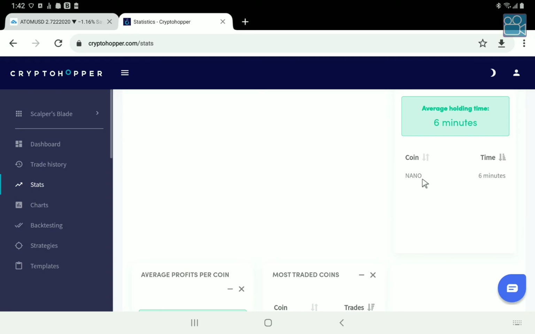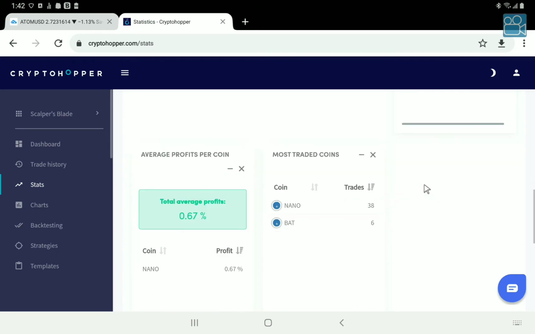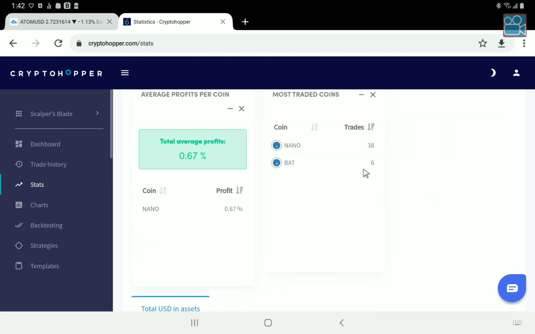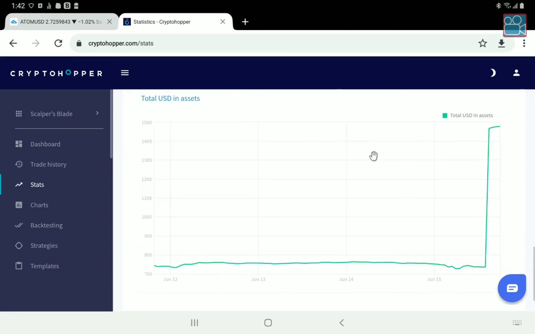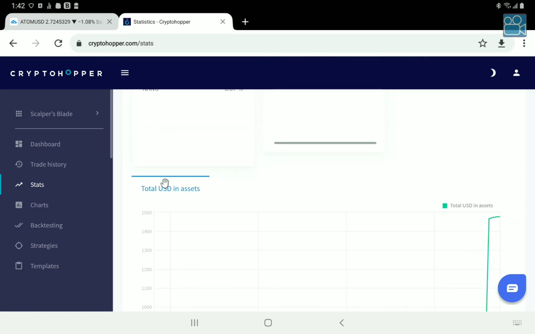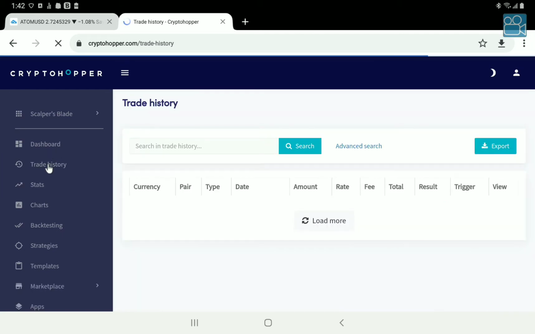Right now, Nano has been selling off quite quickly. BAT takes a very long time to sell off. But you see the number of trades I've done with each one. Now, Atom looks to be more like Nano, so I should see this kind of trading within a few days on Atom. And then, of course, a deposit, but you see overall how well the market has been doing for me. So let's go to the trade history.